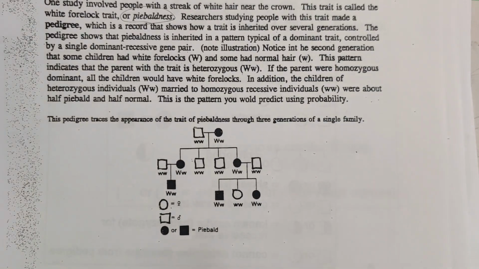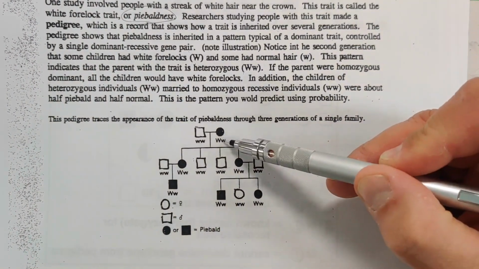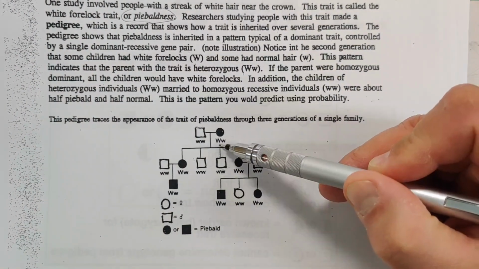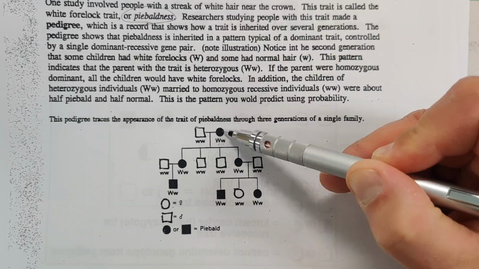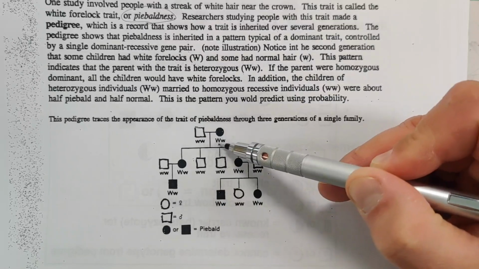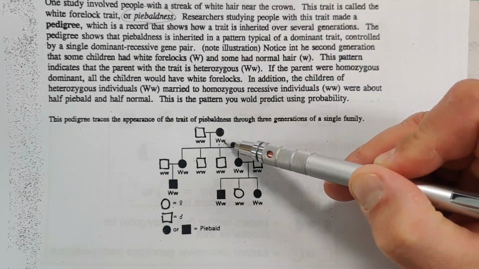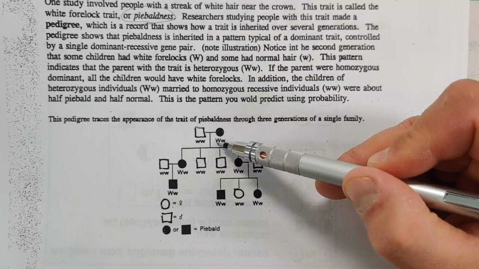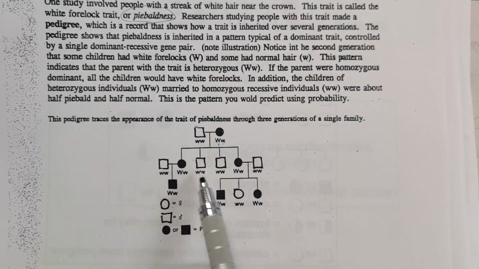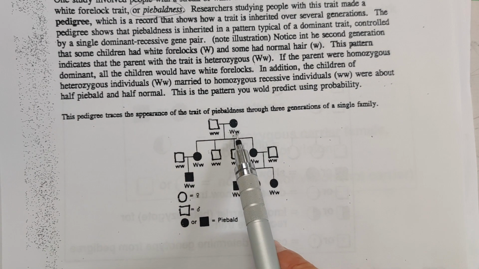So, look at this. We have the dad, and the mom, and we've given her a big W, little w, because she has piebaldness. So she has at least one big W. Why didn't we give her a big W, big W? Because if she was big W, big W, every single one of her kids would have a big W. She would have given a big W or a big W.